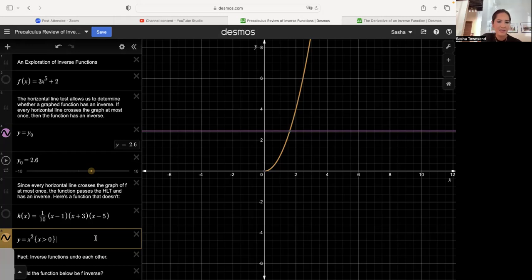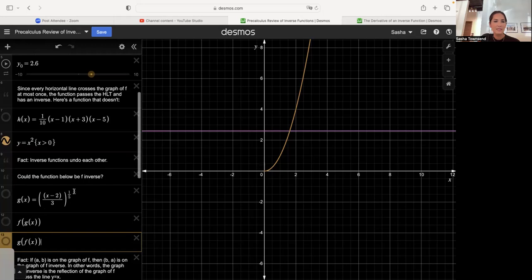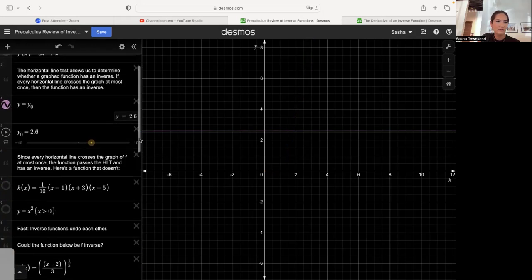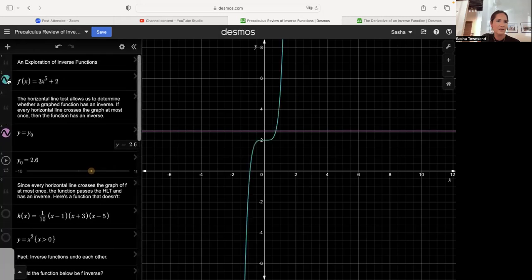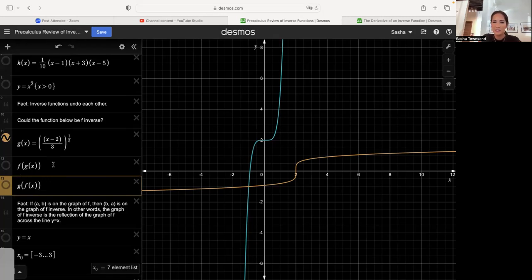All right, so we've got that. Now we said that inverse functions undo each other and that this function down here was the inverse of the original function f. So let's graph f again. Let's get rid of that horizontal line. And here's its inverse. Now, f of g of x and g of f of x should be equal to x if they truly undo each other.